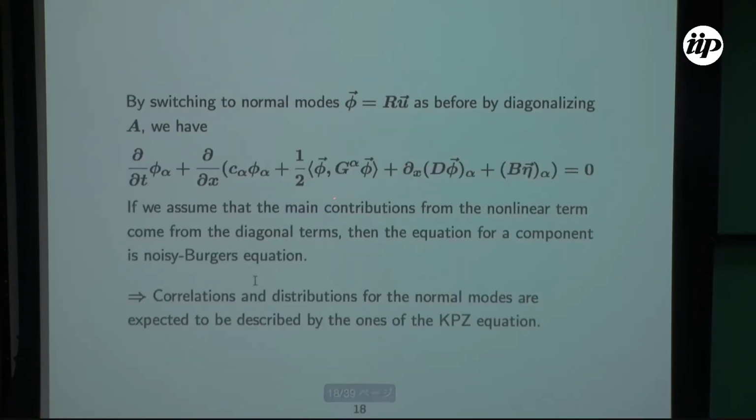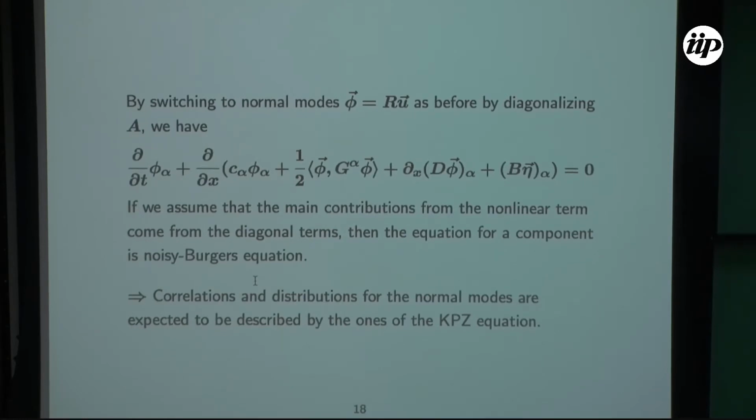Anyway, this G is a matrix, so it has some correlations between normal modes. But on the hydrodynamic scale, each mode has a definite speed. So naively, we may expect that in the long-time limit, correlations are not so important. So we can simply take the diagonal part of this matrix. Then each mode becomes independent. Then this equation is really the noisy Burgers equation for the single-component case. This is very naive, but in this way, one can expect that the long-time behavior of each mode in the Hamiltonian dynamics may be described by the single-component KPZ equation.